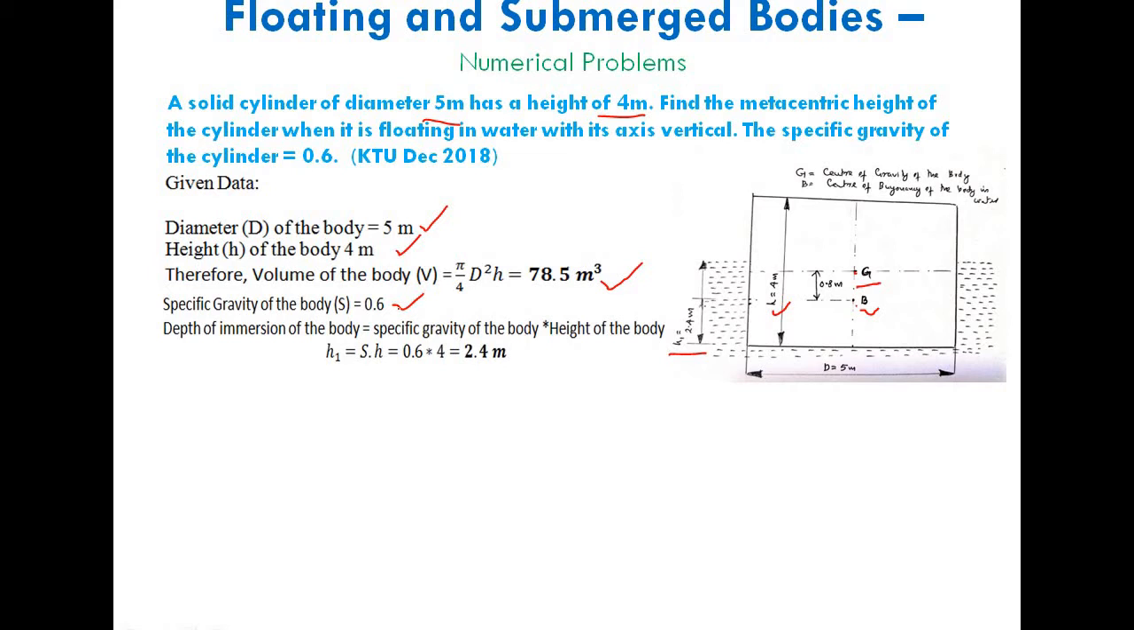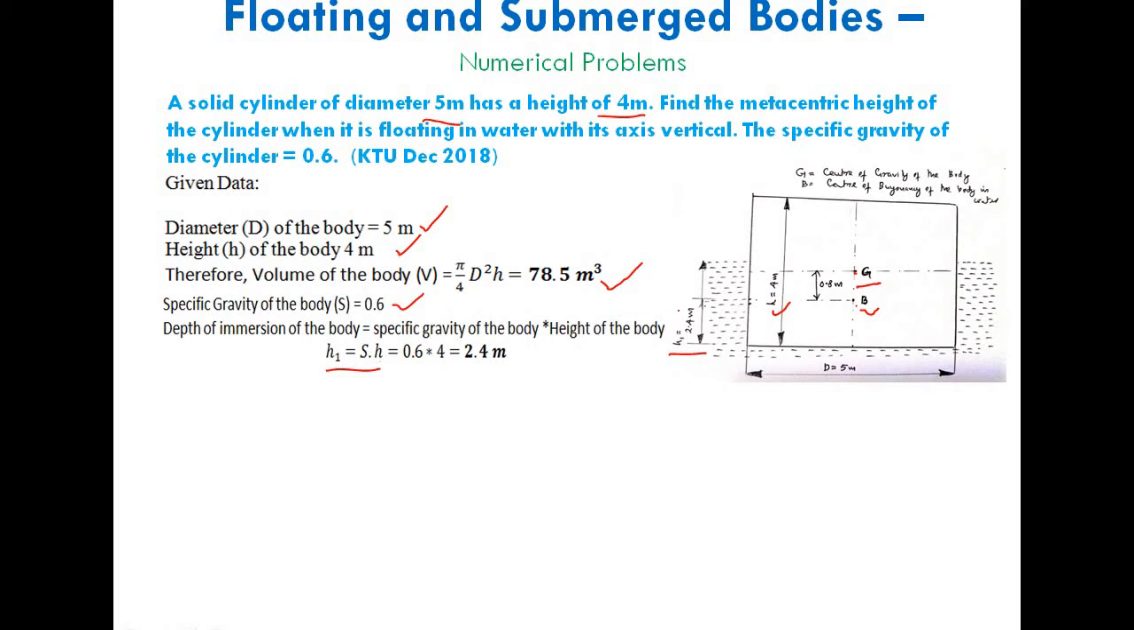So as we know, the depth of immersion is always the product of specific gravity and height of the body. This equation we have derived while explaining the theory. We derived it on the basis of the Archimedes principle, that weight of the body in air is equal to the weight of the liquid displaced by the body. So from that first principle, we have derived the equation h1 equal to s into h, that is depth of immersion is equal to the product of specific gravity into the height of the body.